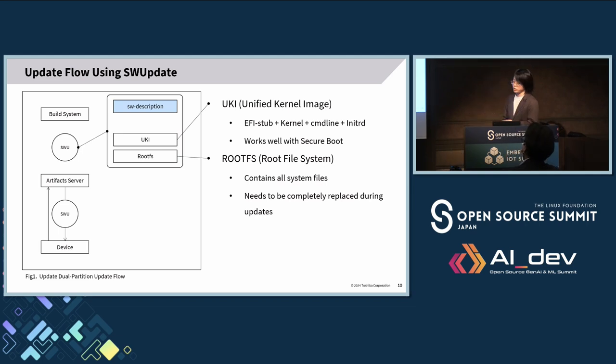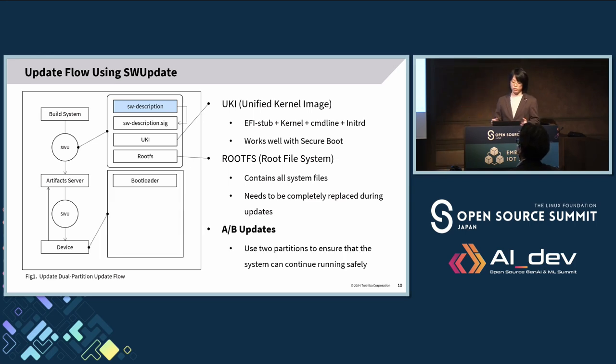The sw-description is signed to create sw-description.sig, which is used to verify the root file system and UKI. Of course, this SWU file is not the only possible structure, but it is the one we are using. Once the SWU file is created by the build system, it's uploaded to the artifact server. To enable A/B update, the device is set up with two partitions, A and B. Both the UKI and root file system have two partitions.